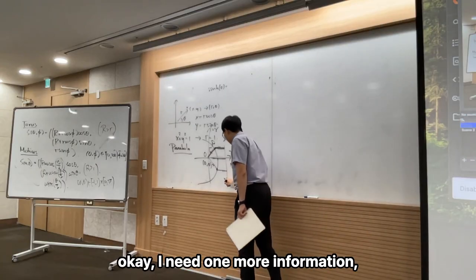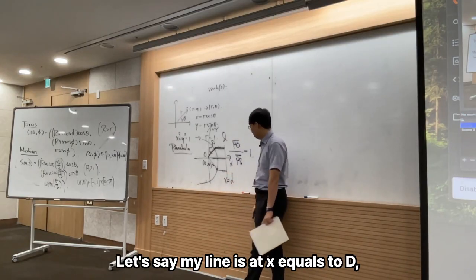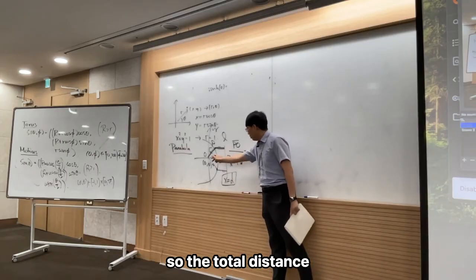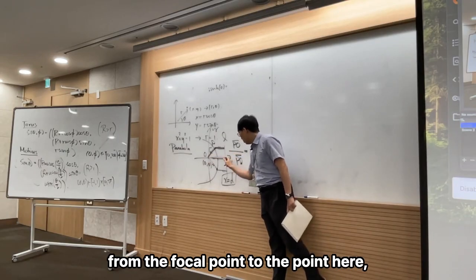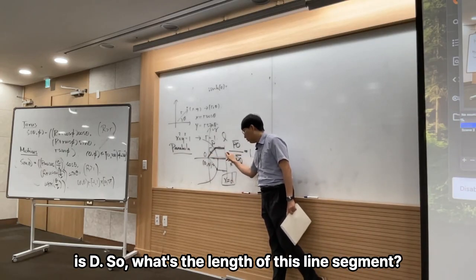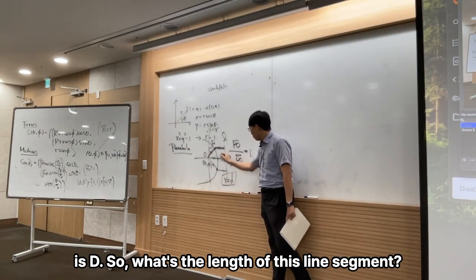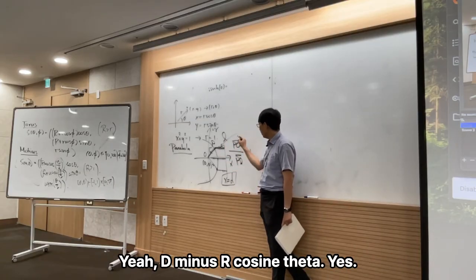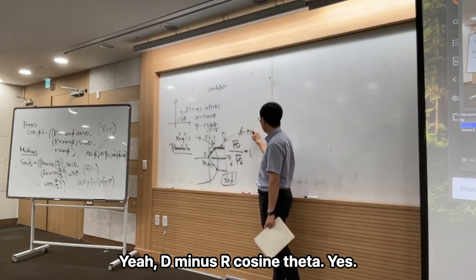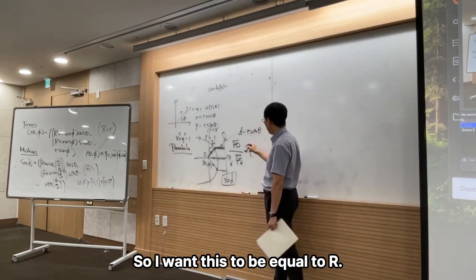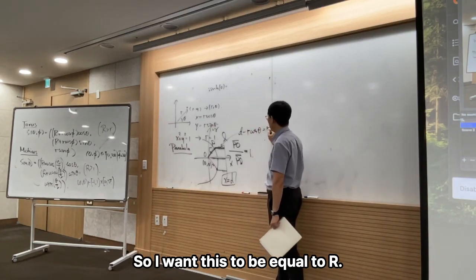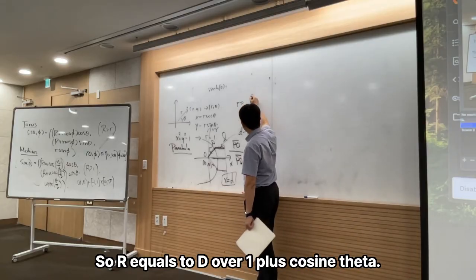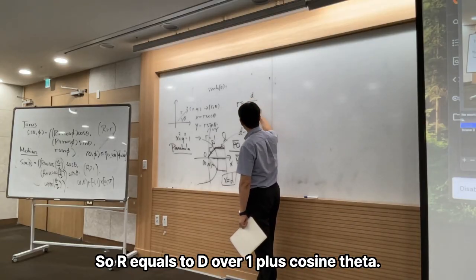Let's say, okay, I need one more piece of information: where the line is. Let's say my line is at x equals d. So the total distance from the focal point to the point here, which is perpendicular, is d. So what's the length of this line segment? Yeah, d minus r cosine theta. Yes. So I want this to be equal to r. That's my definition of a parabola. So r equals d over 1 plus cosine theta.